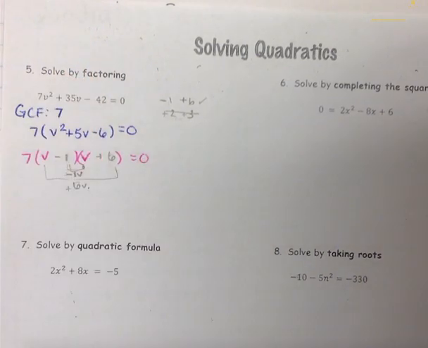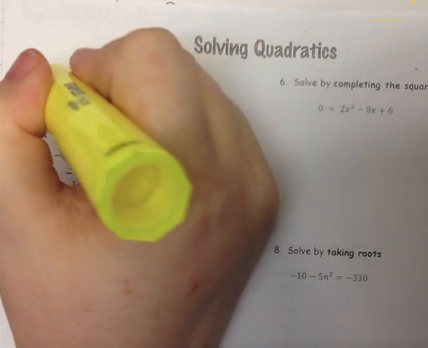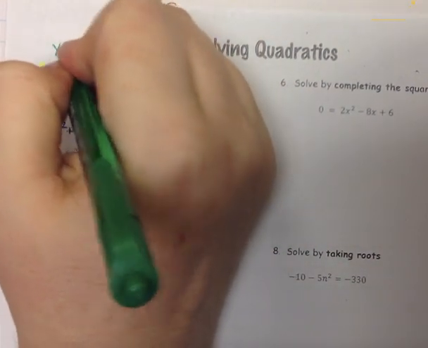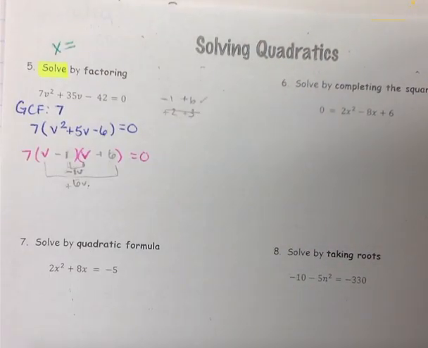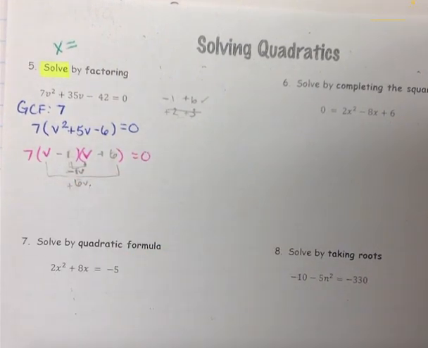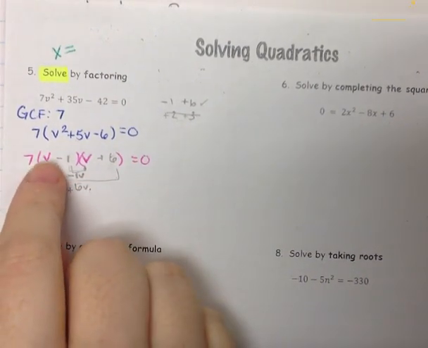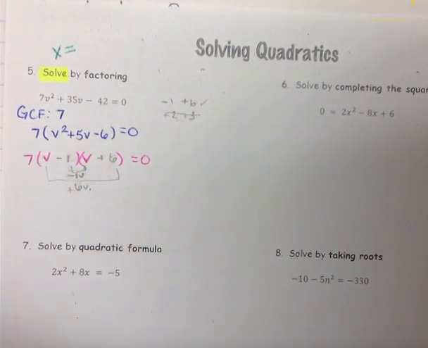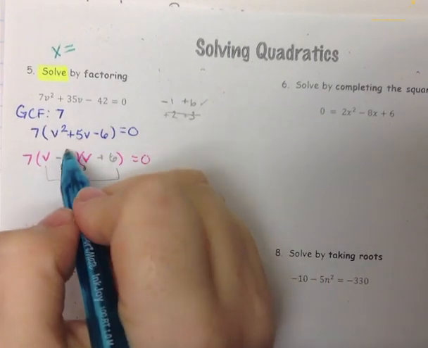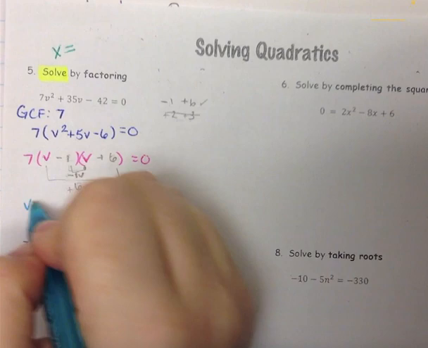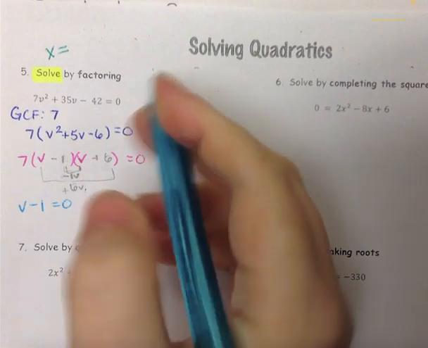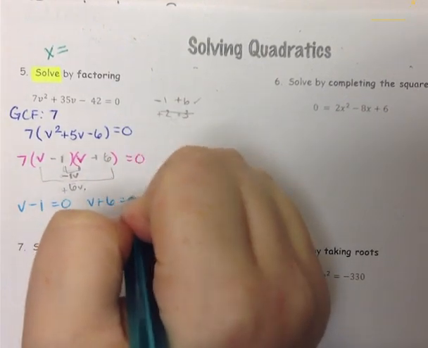But it says to solve by factoring. When it says to solve, that means I have to have an equals in the end. I have to have an actual equals. So that's an x equals, or whatever your variable is. You do not stop. So we look to see where the letters are located. This 7 does not have a letter on it, so we don't need to worry about it. The first set of parentheses has a letter with it. So we set that equal to 0. So that v minus 1 needs to be equal to 0. Then the other v is with that plus 6, so we have v plus 6 is equal to 0.